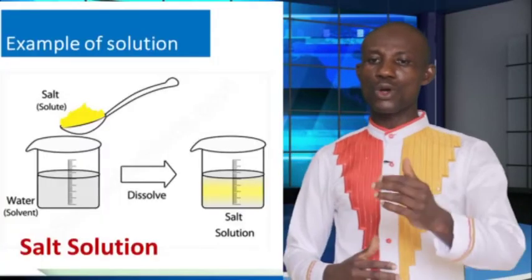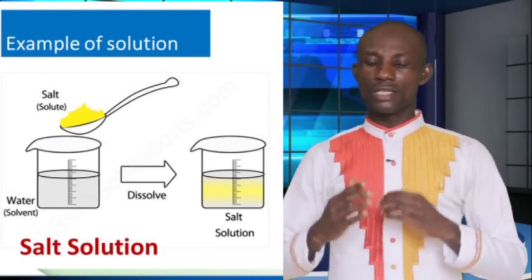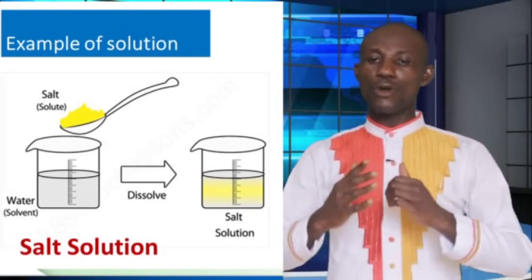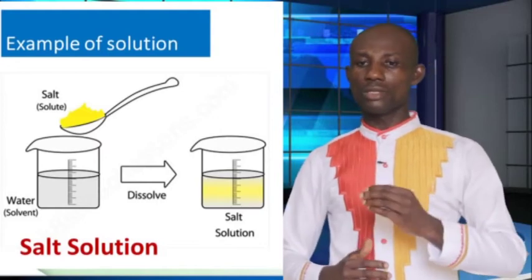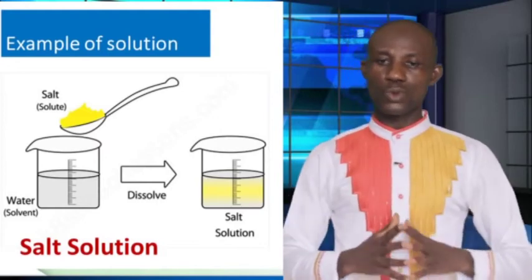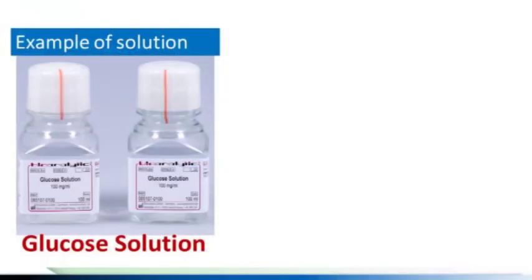Examples of solutions include salt solution. This means that a uniform mixture exists between salt and water. We also have glucose. And you know what glucose is. We normally use it in athletics to boost the energy of our athletes. So we put glucose in water, it will dissolve and it will give us glucose solution.